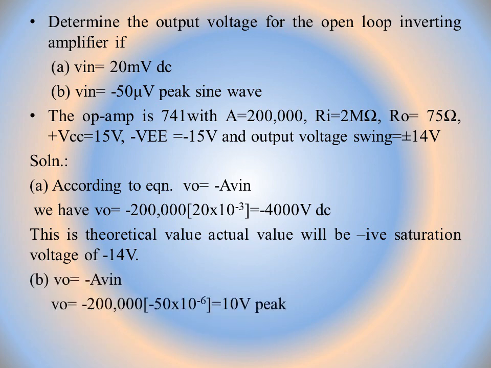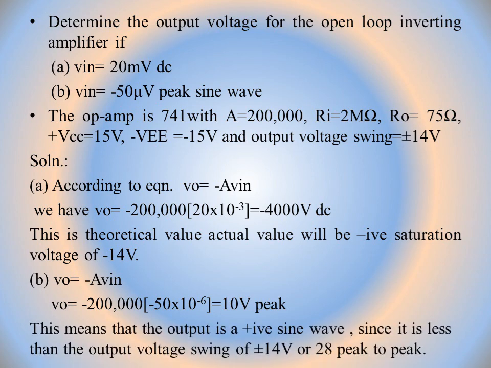For the second case, we are given a sine wave. Again we'll solve it, and what we get is simply a 10 volt peak. We have output voltage swing of plus 14 to minus 14, but here the output is 10 volts, so we'll get an amplified sine wave. This means that the output is a sine wave since it is less than the output voltage swing of plus minus 14 volt or 28 peak to peak value. So in this case we'll get an amplified sine wave.